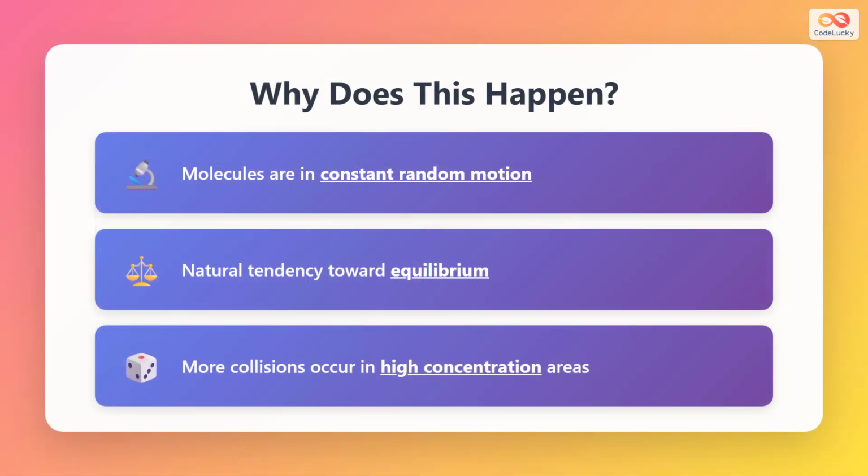Passive transport occurs because molecules are in constant random motion. This motion is caused by the kinetic energy that all molecules possess. There is also a natural tendency in nature toward equilibrium, meaning systems want to balance out. In areas of high concentration, there are more molecular collisions, which pushes molecules toward areas of lower concentration. This random motion combined with the drive toward equilibrium is what makes passive transport happen automatically.